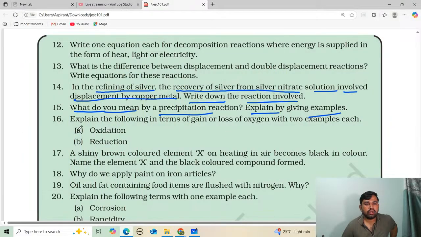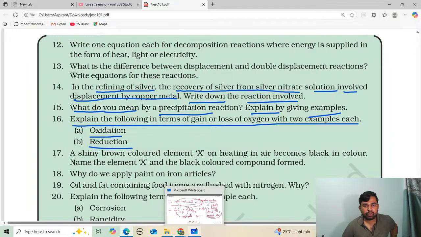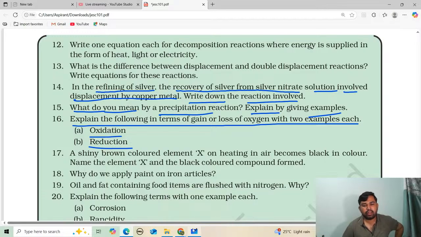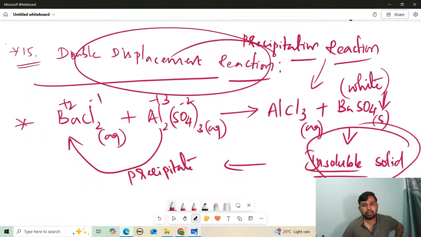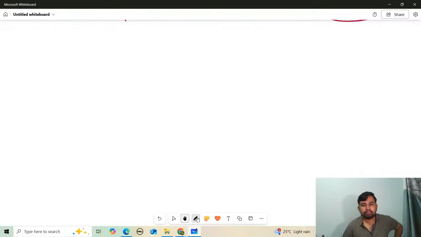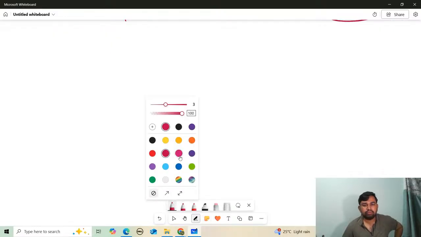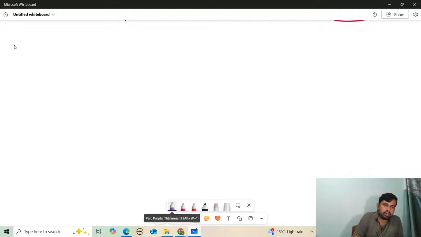Next question, you see. Question number 16. Explain the following terms in terms of gain or loss of oxygen with two examples each: oxidation and reduction. In terms of loss of oxygen and gain of oxygen, you should explain. So I will take an example here. Question number 16, I can take an example.